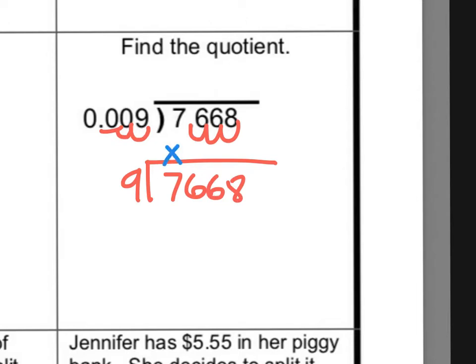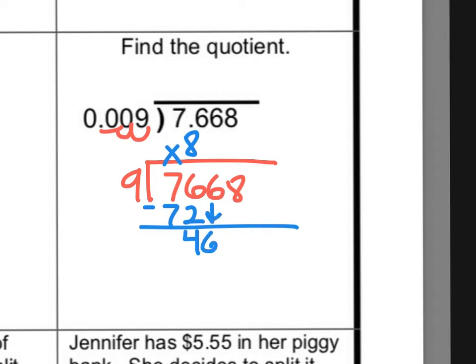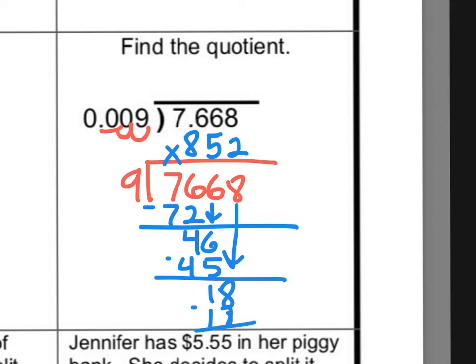9 cannot go into 7. I'm going to erase this part right here. 9 can go into 76 8 times, because 9 times 8 is 72. When we subtract that, we have 4. We bring down the 6. 9 can go into 46 5 times, because 9 times 5 is 45. When we subtract that, we'll get 1. We bring down this 8 to make it 18, and 9 can go into 18 twice, and then we'll get 0. And our answer, which is the quotient, would be 852. There's no decimal at all, so we can just leave it at 852 as our quotient.